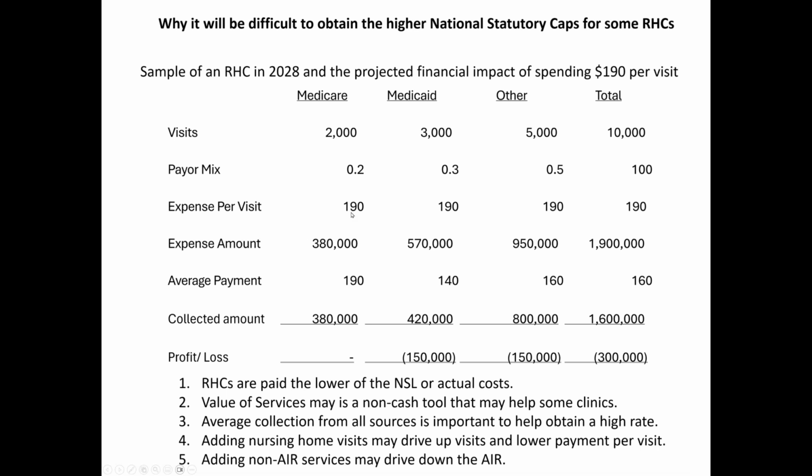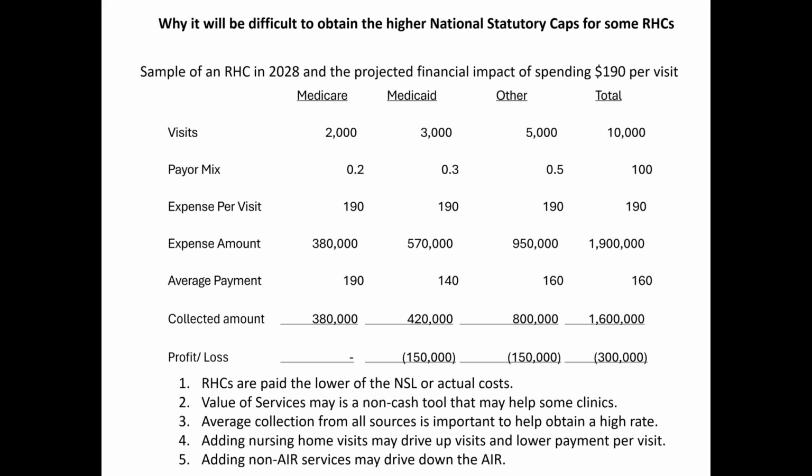Our expense per visit is $190, because remember, we have to take our expenses divided by our visits, and it comes up to $190 per visit. So our allocated expense for Medicare was $380,000, Medicaid was $570,000, and other was $950,000. So we spent $1.9 million to get our cost per visit to $190 on these 10,000 visits. The math is pretty simple. Our average payment from Medicare, $190. That's beautiful. We broke even on it. That's what we want to do.